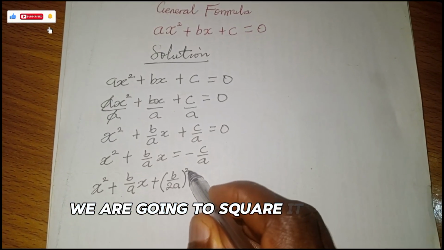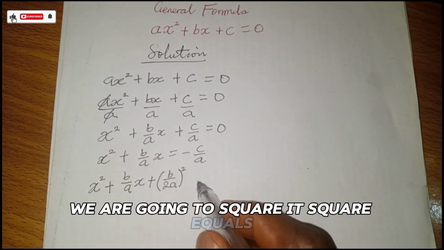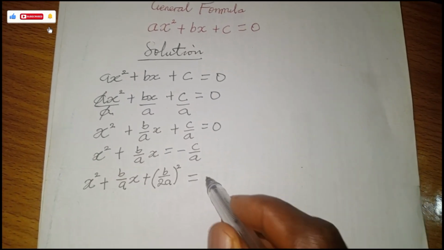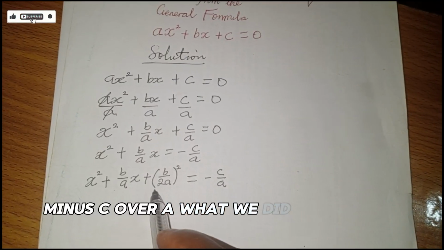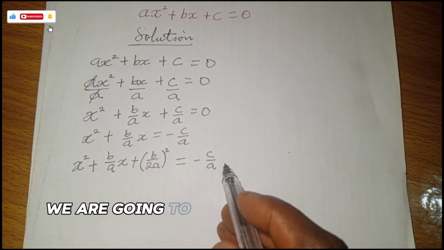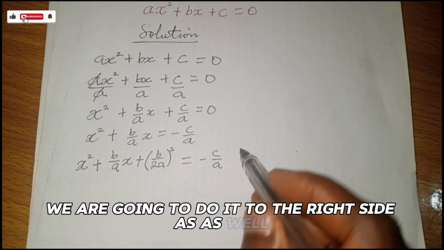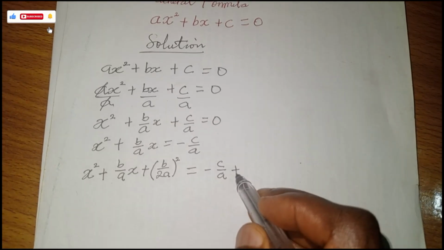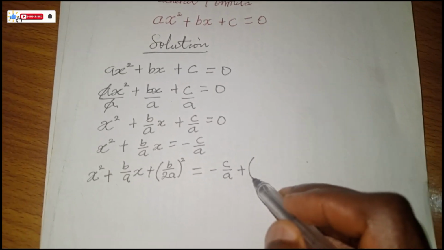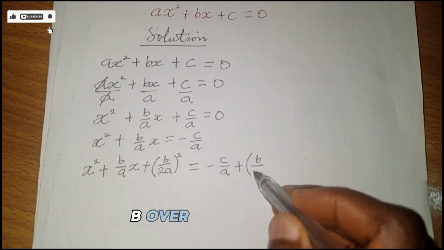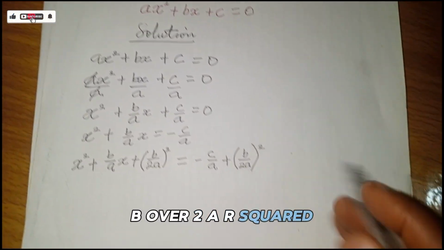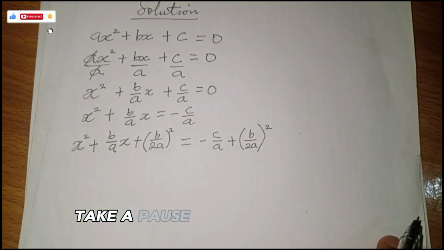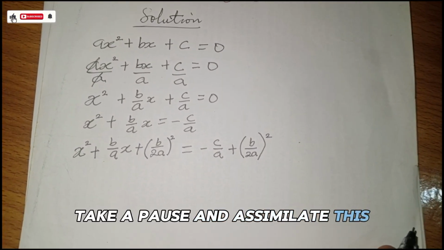We are going to square it, equals minus c over a. What we did to the left side, we are going to do to the right side as well: plus b over 2a all squared. Take a pause and assimilate this.